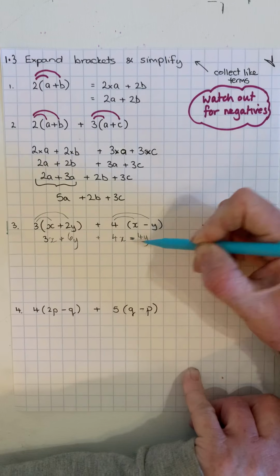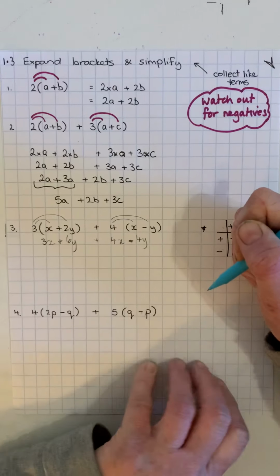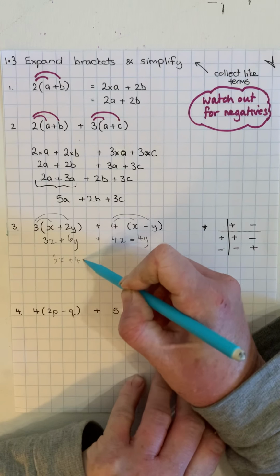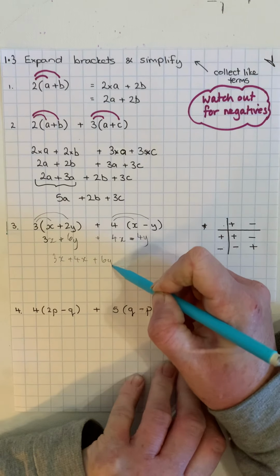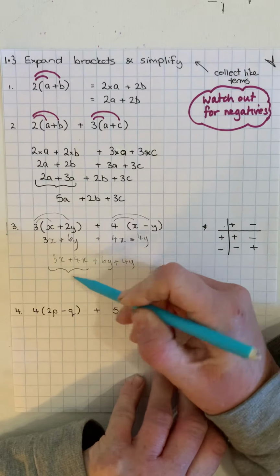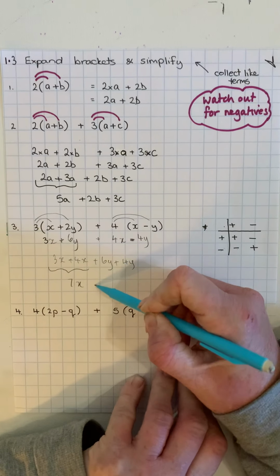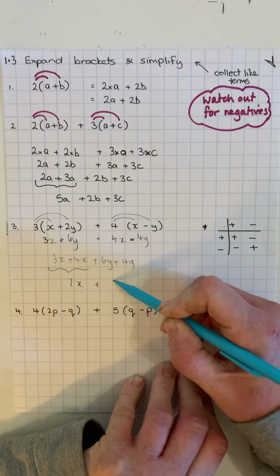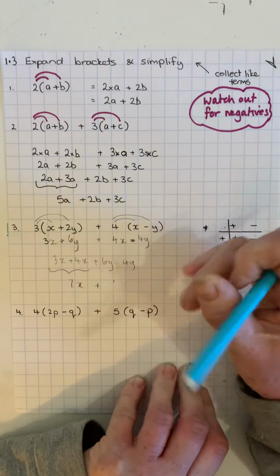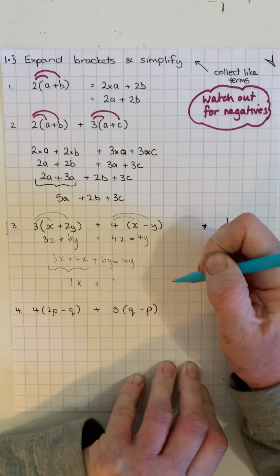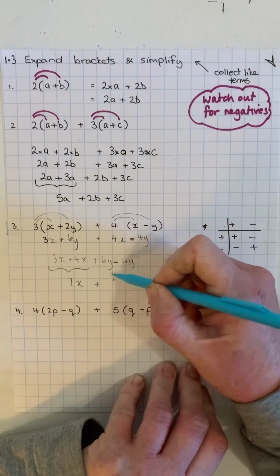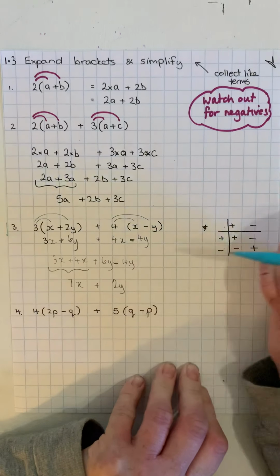All right. Now, collecting like terms, we've got 3x plus 4x. Then we've got 6y minus 4y. That gives you 7x. Oh, I beg your pardon, minus 4y. Remember? And then 6y take away 4y is 2y.